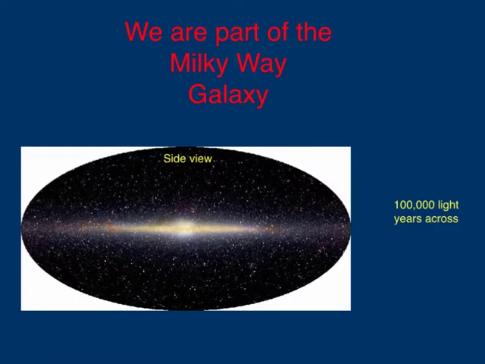If we looked at the Milky Way galaxy from the side, we would see a very different view. It looks very, very flat, and it's very large. It is from all the way over here to here, 100,000 light years. And you remember that a light year is the distance that light travels in a year, and it's going very, very fast.